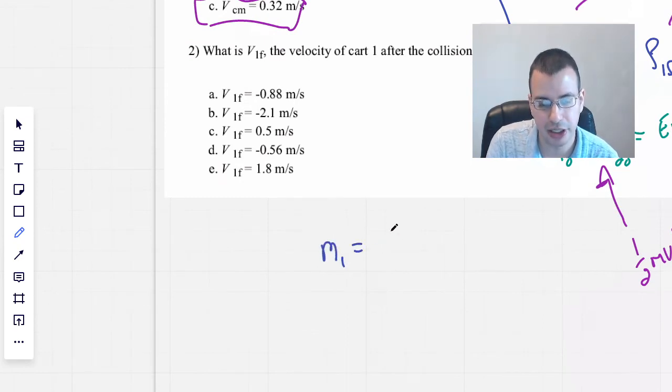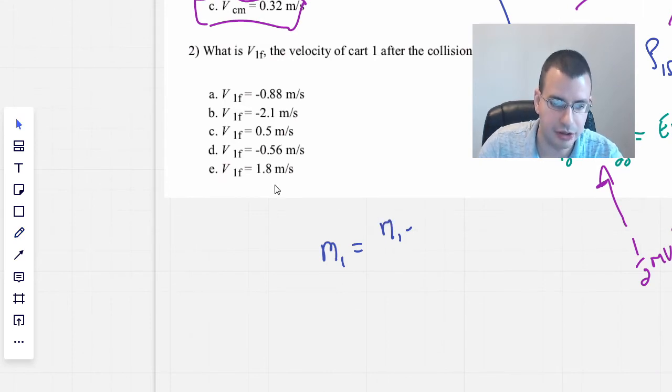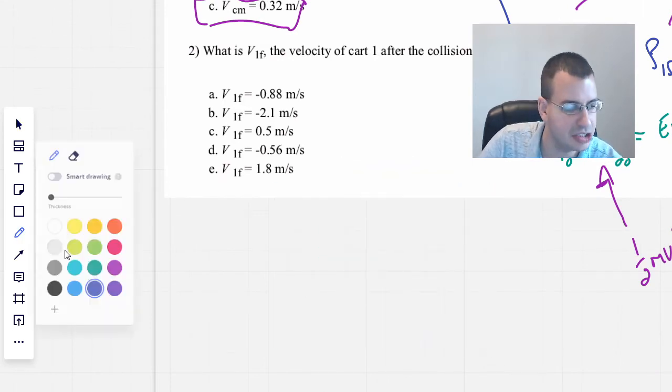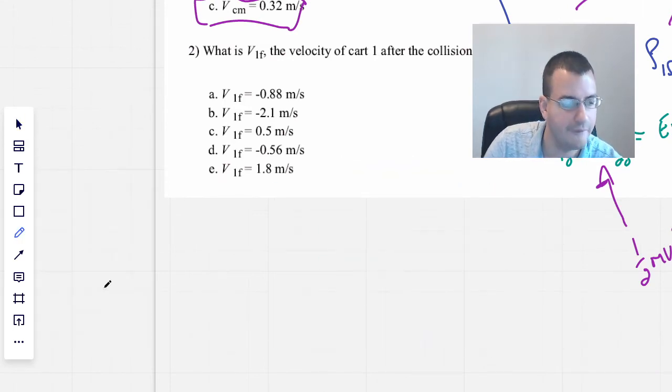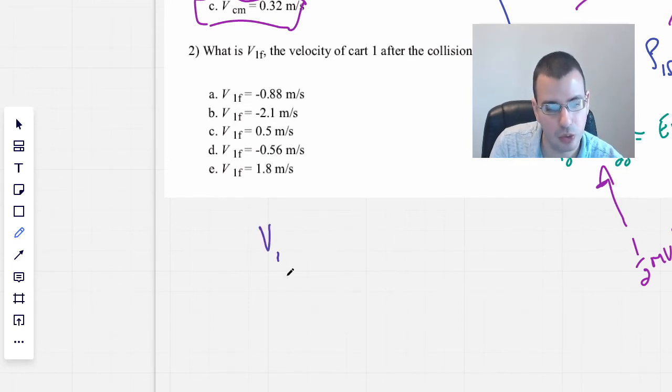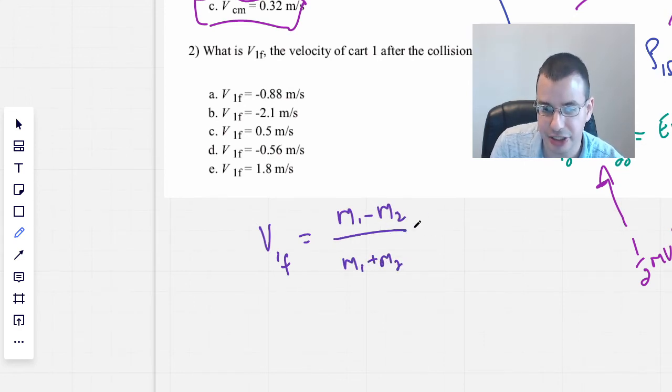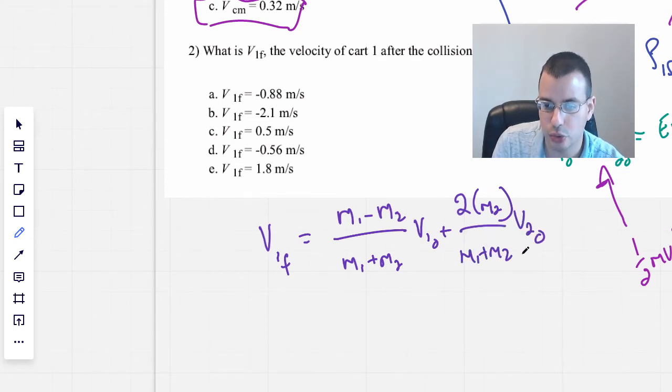mass 1 equals mass 1 minus, not mass 1. See, that's the danger of this. V1 final equals mass 1 minus mass 2 over mass 1 plus mass 2, the combined masses, times velocity initial 1, plus 2 times mass 2 all over mass 1 plus mass 2, times V2 initial.